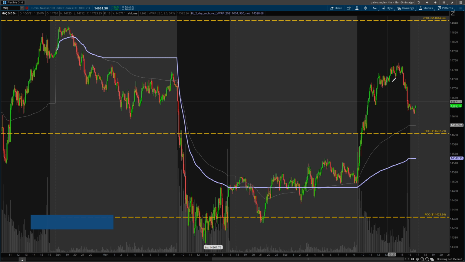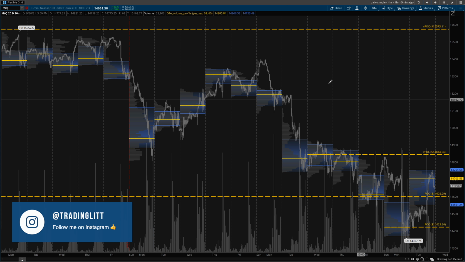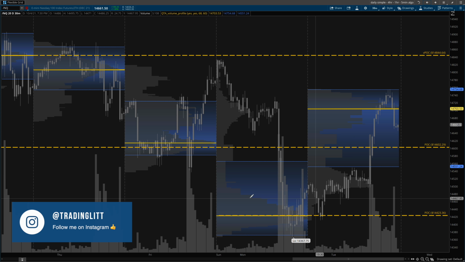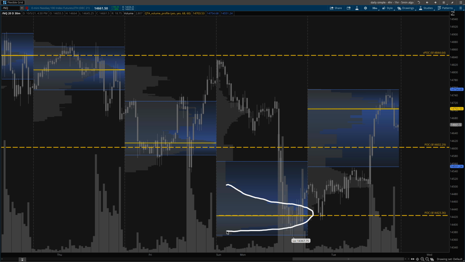If we jump over and take a look at the profile, just so you guys can see right here, I'll mark this out for you guys. A lot of volume was traded in this area yesterday. This was our virgin point of control coming into today, but we can see it was touched overnight right here, so that's why I don't have the V before the point of control right here.